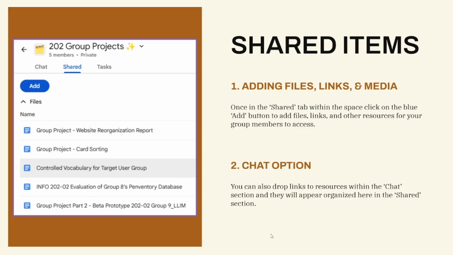Shared items, which within each space, there is a shared tab that keeps everything organized, as you can see in this image on the left-hand side of the screen. You can add files, links, and media by clicking the blue Add button at the top. You can also drop resources directly into the chat section. They'll automatically appear in this shared tab for easy access later. So you don't have to scroll through the entire chat to find one document. It'll just be available right there. This makes it a great way to store group resources without losing track of them in long chat threads.